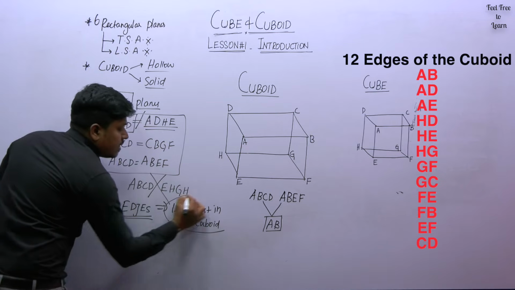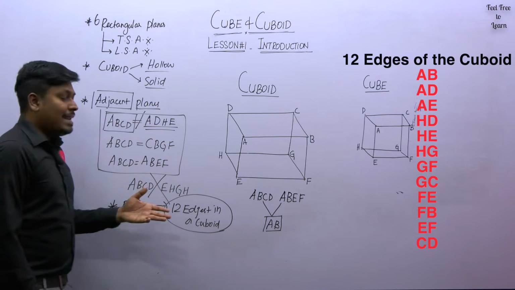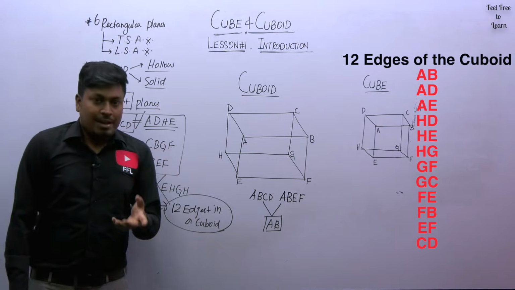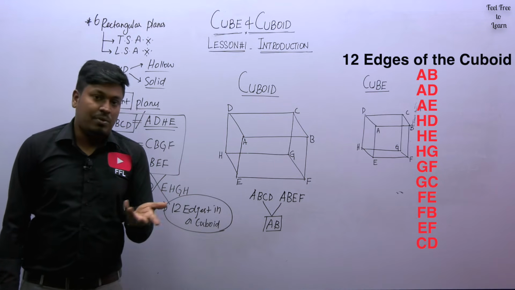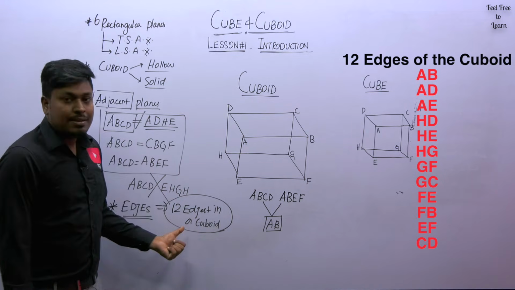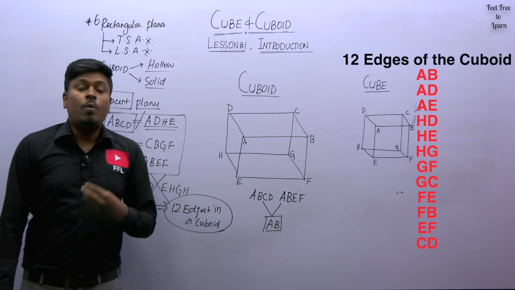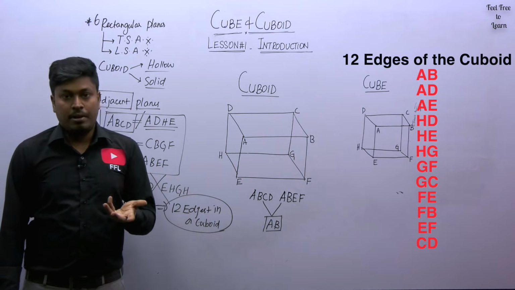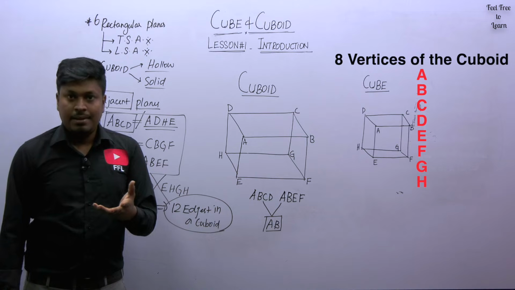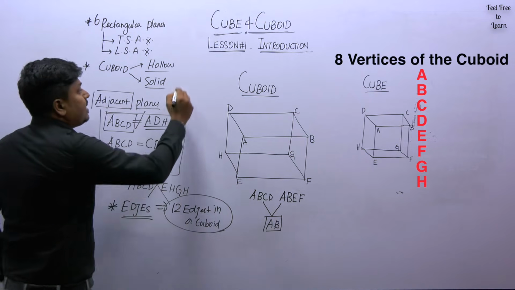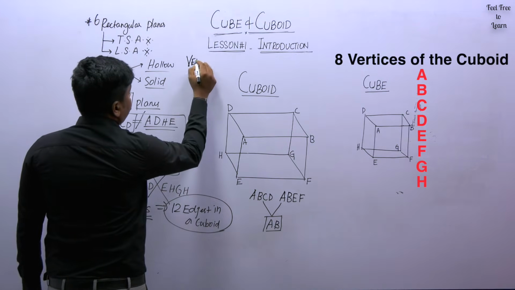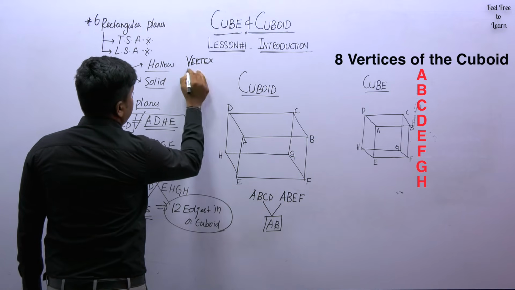So note this down, if you are writing any railway exams, or if you are a college student facing campus interviews, you can see this in a multiple choice question. How many edges are there in a cuboid? You should say the answer is 12. Got it?